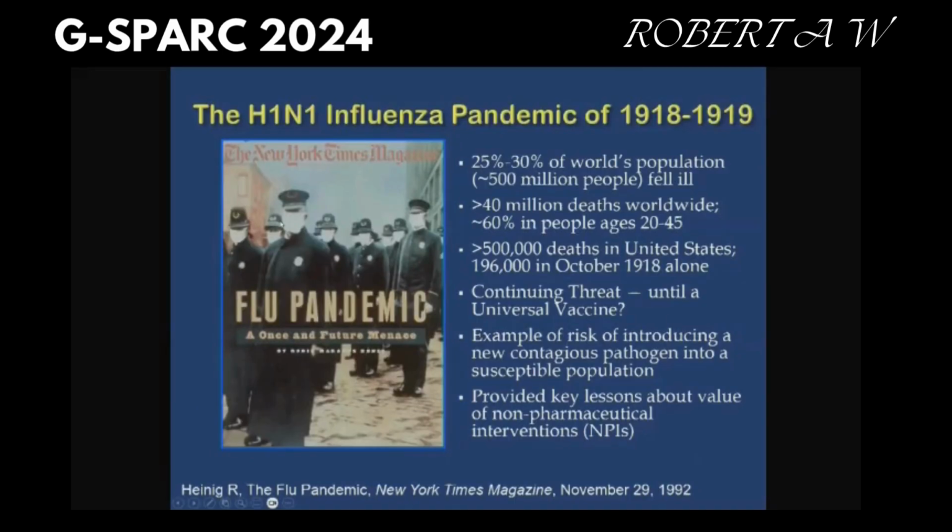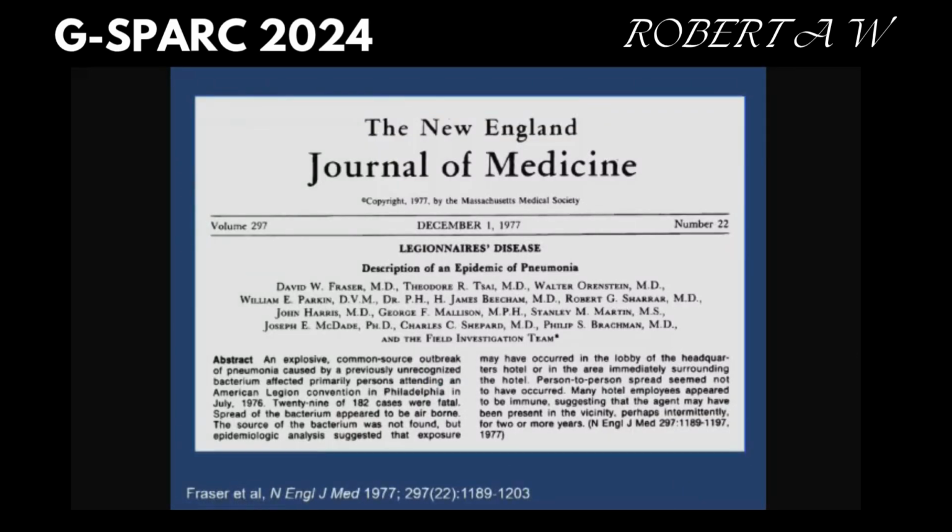Also, this pandemic really provided key lessons for subsequent pandemics about the value of what's called non-pharmacologic interventions, such as masking. The Legionella outbreak introduced a newly recognized pathogenic threat, and interestingly and importantly, this was not spread person to person. That was a key finding early on, and is due to environmental contamination. So it's a good example of how the environment can be a real problem.